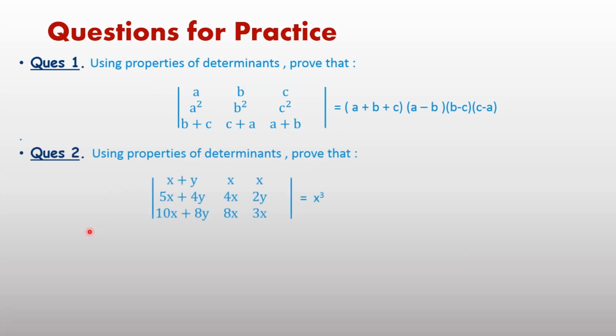Second question, x plus y, x, 5x plus 4y, 4x, 2y, 10x plus 8y, 8x, 3x equal to x cube. You have to prove this result. Again you have to apply properties, simplify it, after that expand it, you will get result as x cube.